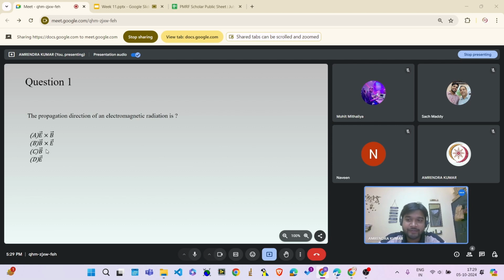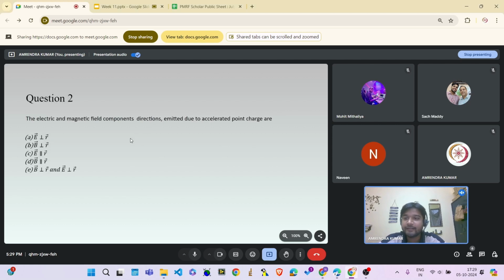So it's simply given by E cross B. And I think in last class I have also told this while discussing electromagnetic radiation emission from the charged plate. And the second question is: the electric and the magnetic field component directions emitted due to accelerated point charges are.